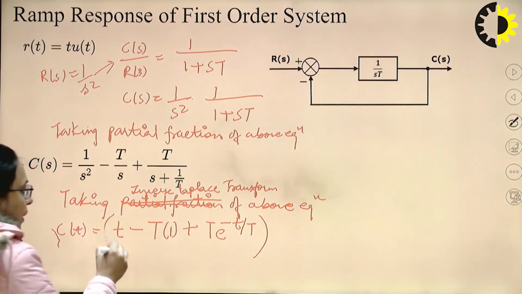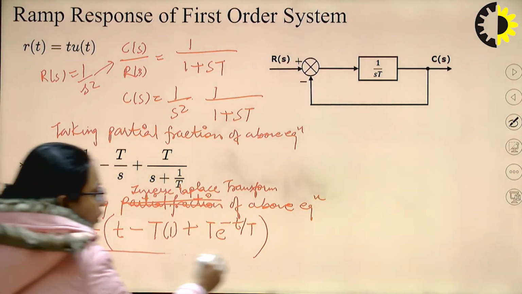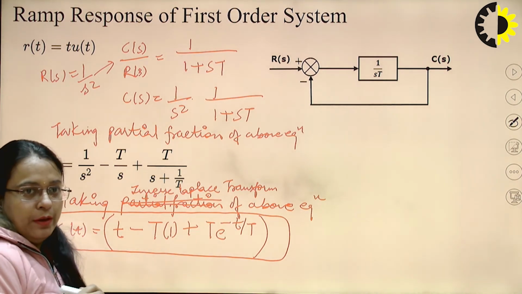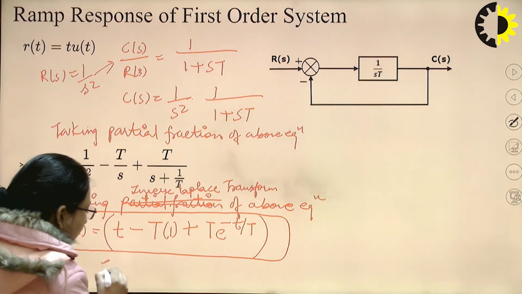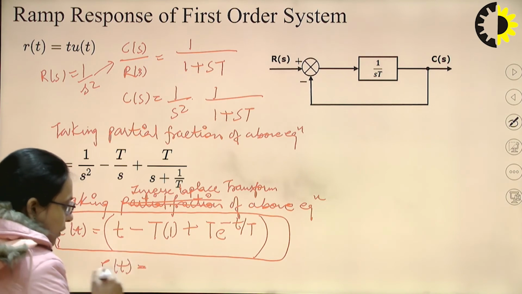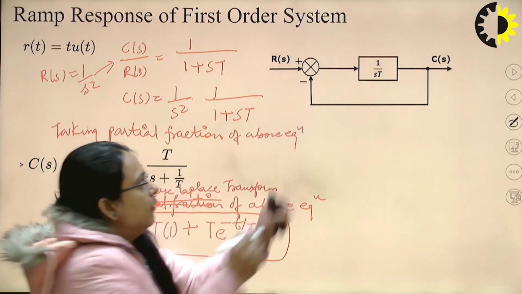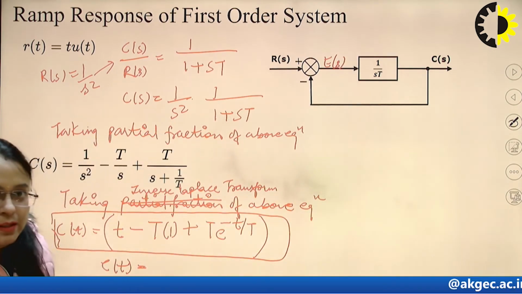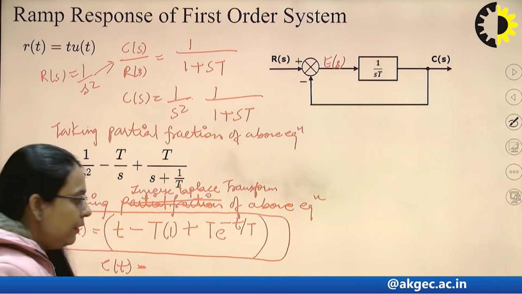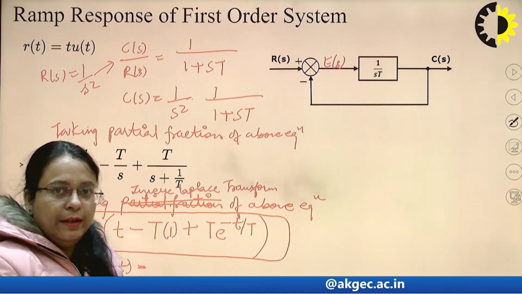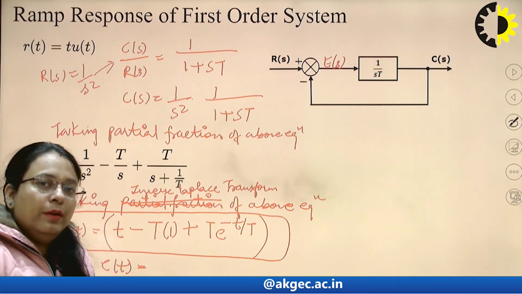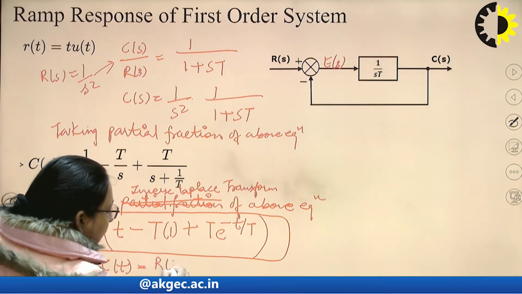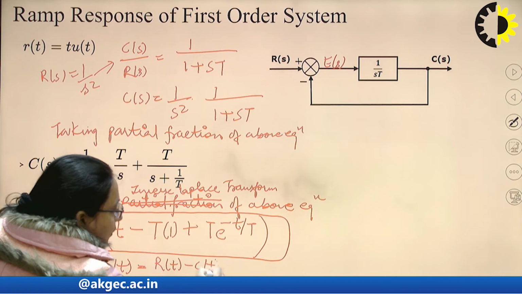So this will be the response of the first order system when subjected to unit ramp input. Now simply again here we can calculate the value of the error. First we will calculate the error, that is the difference of R(s) minus C(s), and then we can calculate the steady state error. Depending upon that, we can draw the graph. So error will be r(t) minus c(t) from this graph.